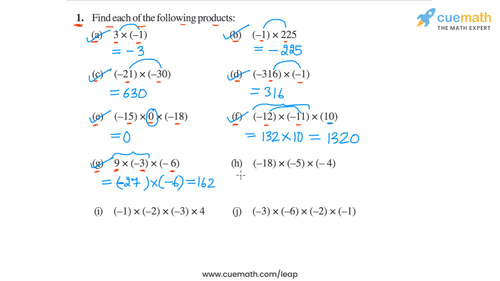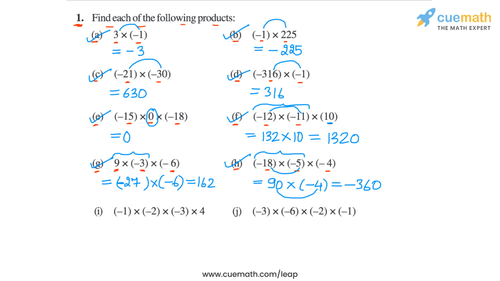Then in part H, we have to calculate minus 18 into minus 5 into minus 4. Once again, we have 3 terms. So let's first calculate minus 18 into minus 5. The magnitude of the product will be 18 into 5 or 90, and the sign will be positive because both of these integers are negative. So we get 90 into minus 4, the third term. The magnitude will be 90 into 4 or 360, and the sign will be negative. So we will get minus 360.